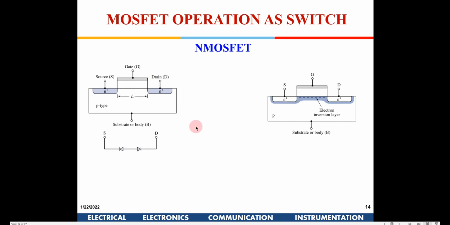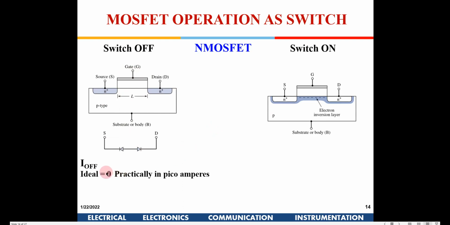Now let's see the MOSFET as a switch, from the digital VLSI point of view, and how MOSFETs operate. When we give 0 voltage at the gate, there are two diodes which are reverse biased, so ideally no current should flow. Ideally it should be 0, but practically we find that a few picoamperes of current will flow. We saw that in the first class also.